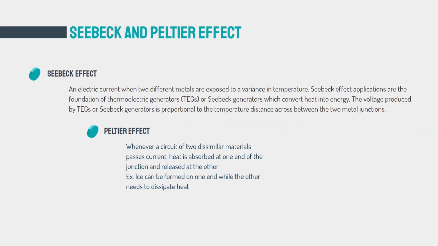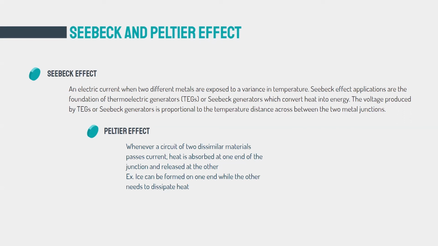And then we also have the Peltier effect. The Peltier effect is whenever we have two dissimilar metals, if you pass current or electricity through these two dissimilar metals, then heat will be absorbed by one of them and heat will be released by the other.